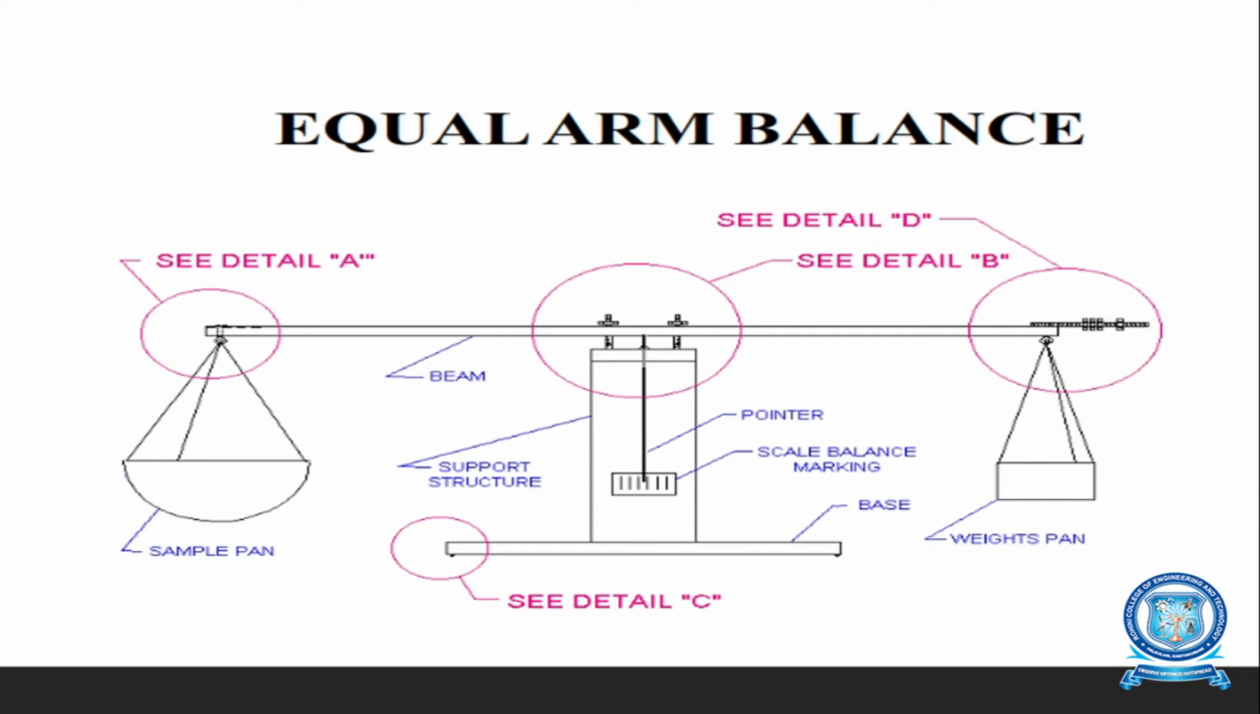Here there are details like A and B, then C, then D. There is a beam which connects detail A and detail B, and there is a structure support which gives support for the beam, and there is a pointer and scale for marking the weight, and a sample pad and a weight pad.